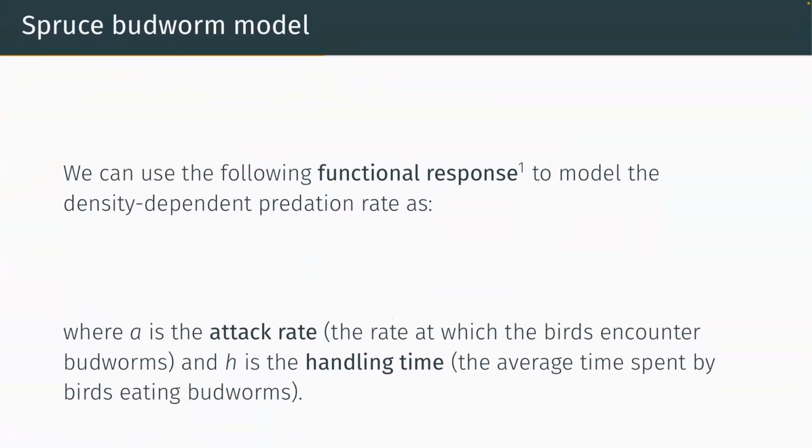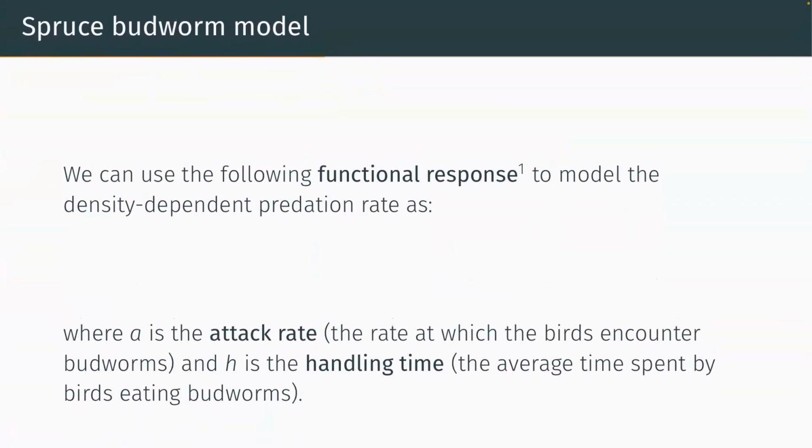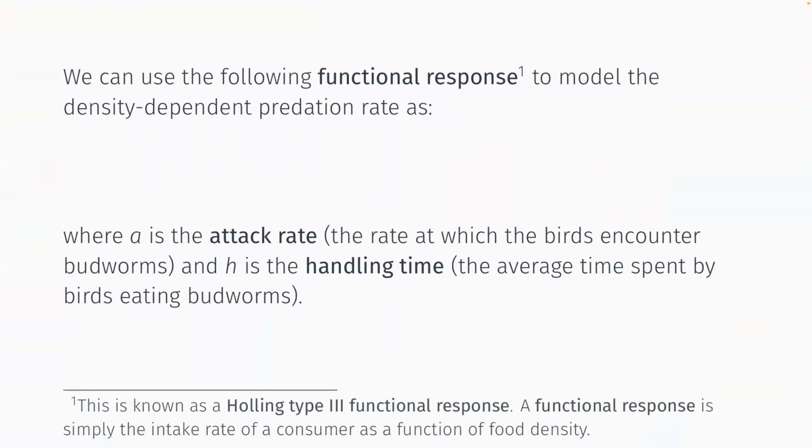So the way that we do this in models is to use something called a functional response. That functional response is basically just telling us the intake rate of the consumer as a function of its food density. So before we had this as being something that's linear, our functional response is going to be telling us how the predation term varies as the population size of the prey varies, okay? So one of the ways in which we can do this is with a function of this form here.